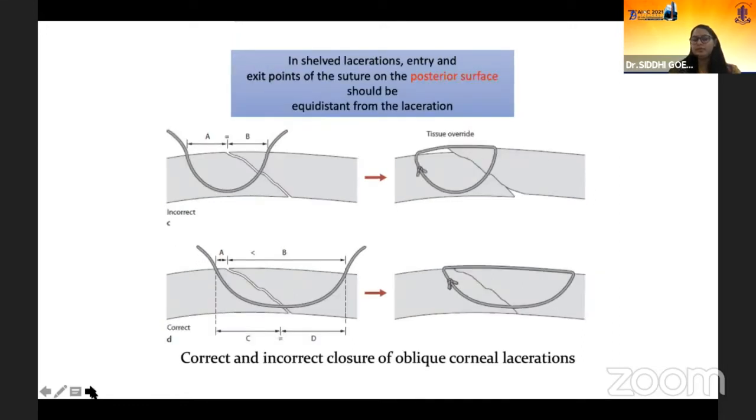However, this does not hold true for shelf lacerations, where the entry and the exit point of the suture should be equal on the posterior surface from the laceration. So here the second image represents the correct technique, and the first technique would lead to tissue overriding.